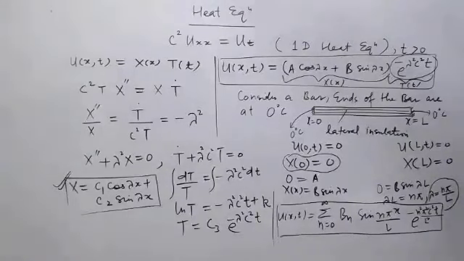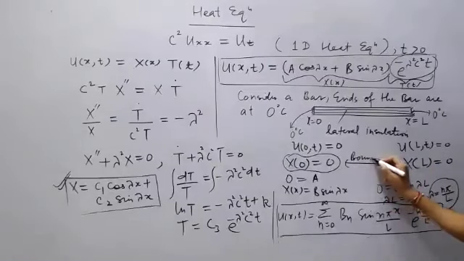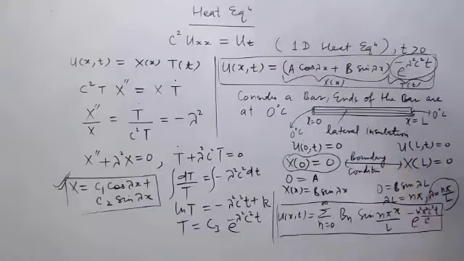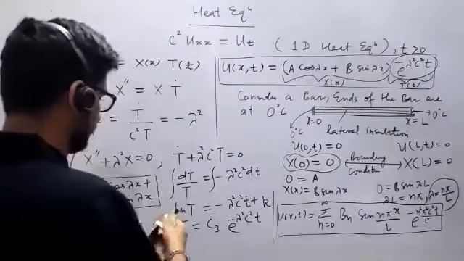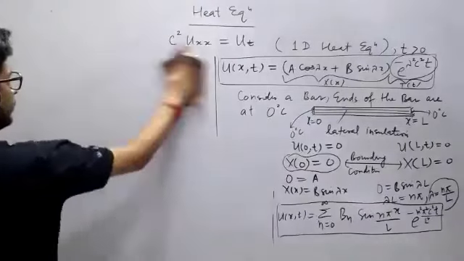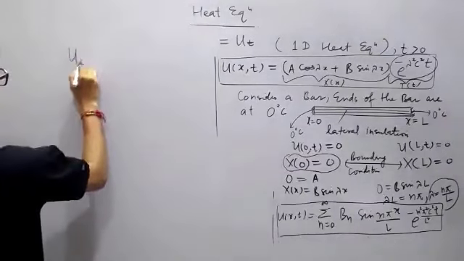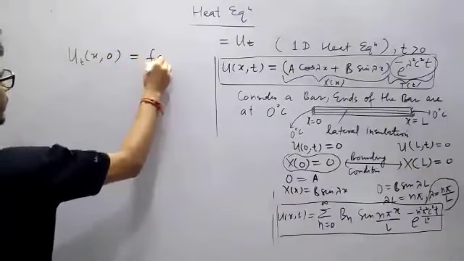Okay. And now some initial condition will be given to calculate this. These are the boundary conditions that are given, and with this some initial condition will be given. So for example, suppose they have given that ut of x comma 0 is equal to some f of x.